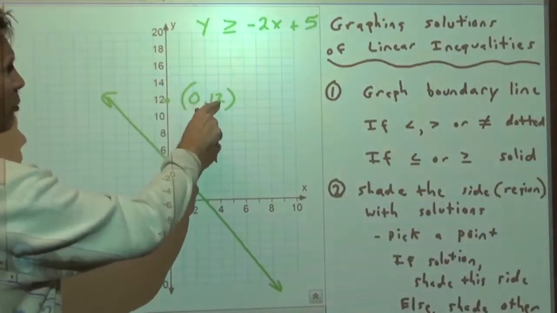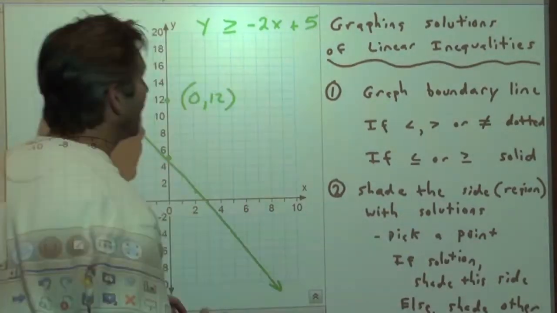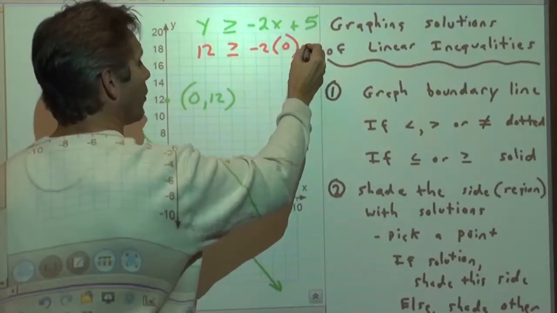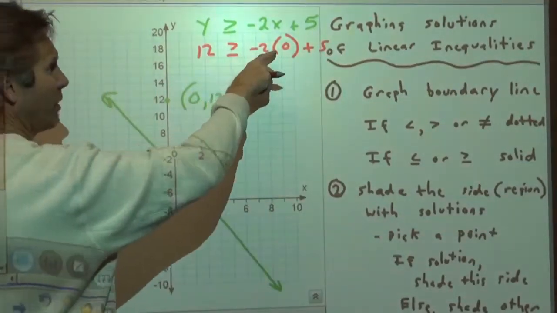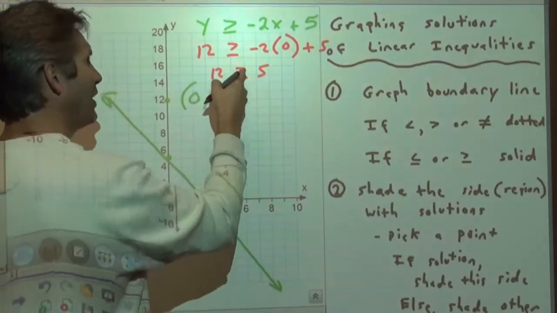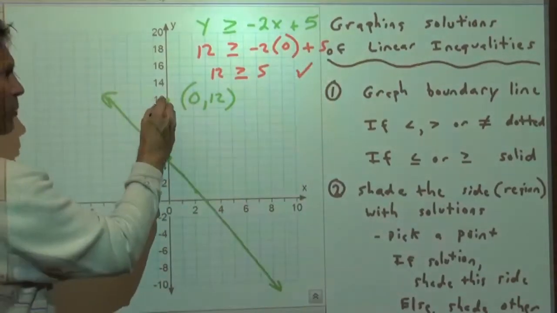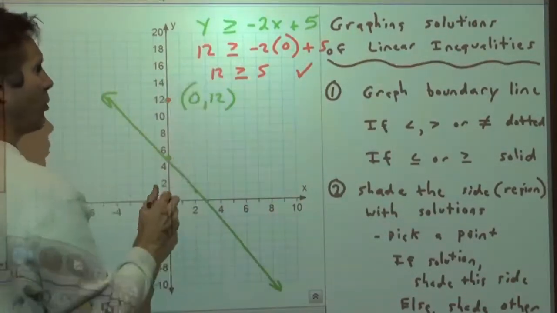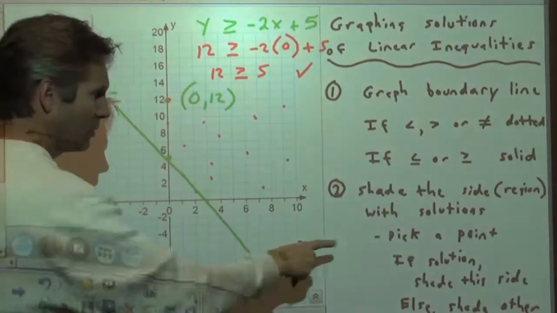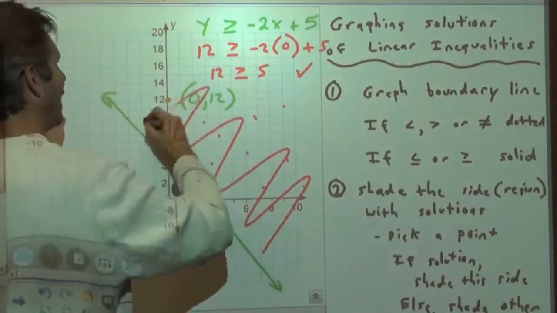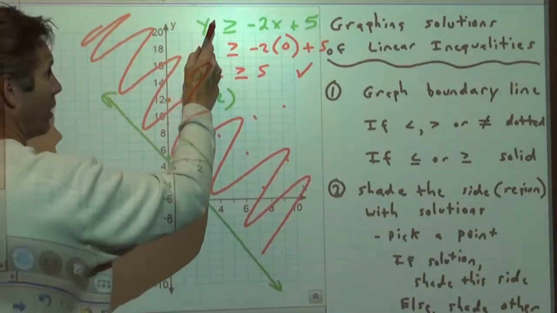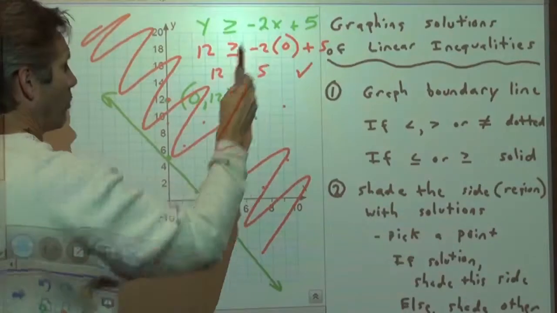If x is 0, y is 12. Put a 12 in for y and a 0 in for x. Is 12 greater than or equal to -2 times 0 plus 5? Well, -2 times 0 is 0, and 0 plus 5 is 5. We're left with the statement that 12 is greater than or equal to 5. That's a true statement, meaning that this ordered pair is a solution to this inequality. So it must be this side of the line that has all the solutions. So in the end, we're going to shade that side of the line. Any point on that side is going to have ordered pairs where the y-coordinate is more than -2 times the x-coordinate plus 5.